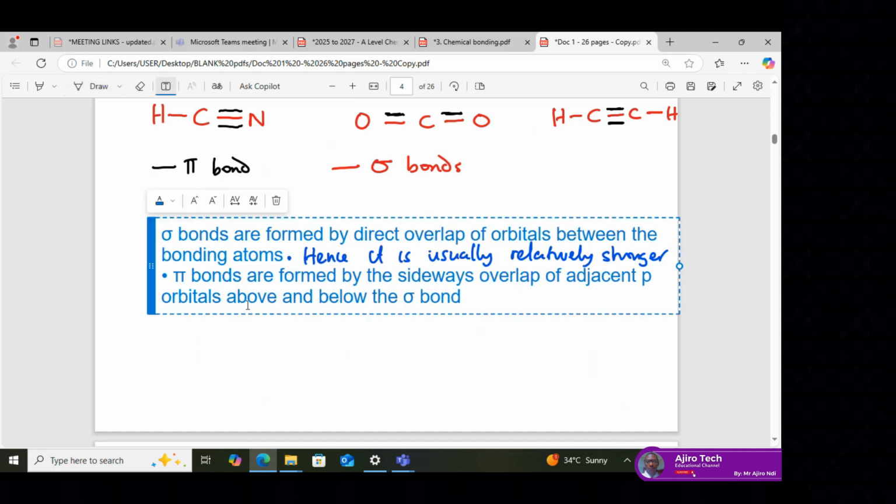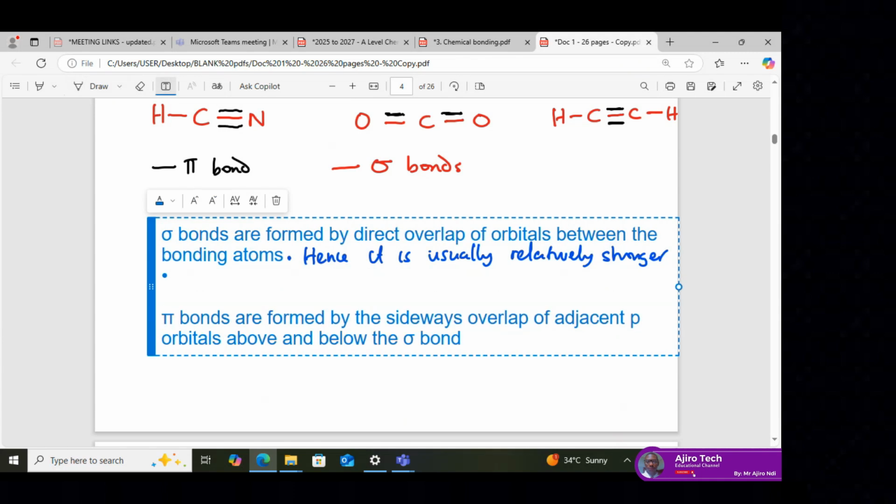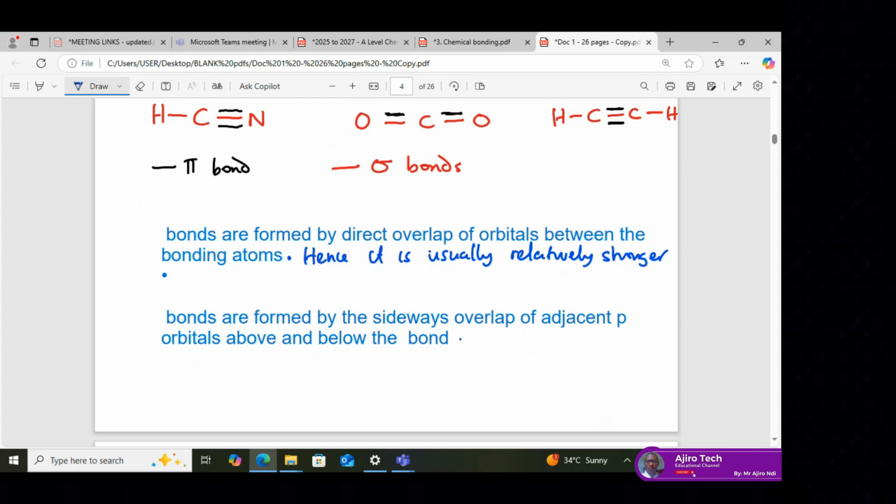Pi bonds are formed by sideways overlap of adjacent p orbitals above and below the sigma bond. So it is not as strong as a sigma bond. A pi bond is relatively weaker, therefore easily broken. Is that okay?